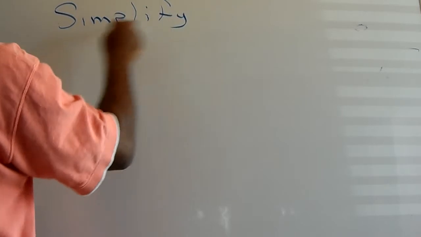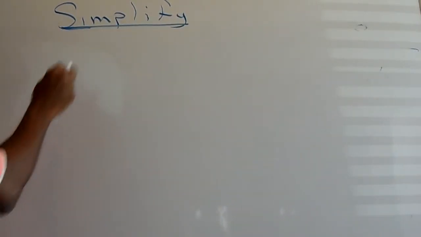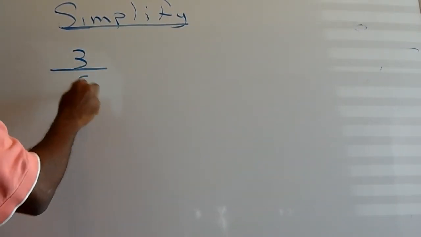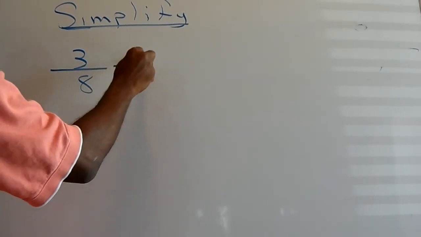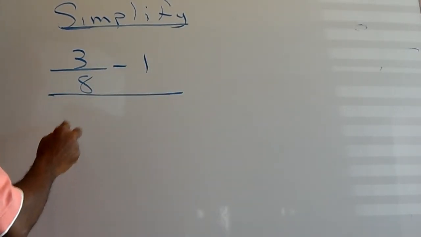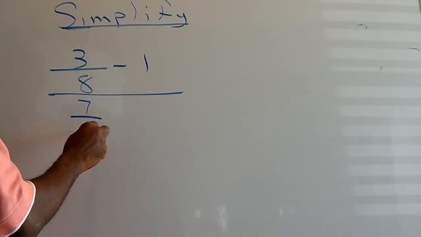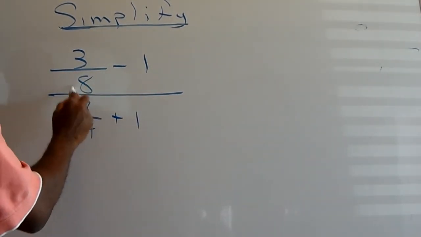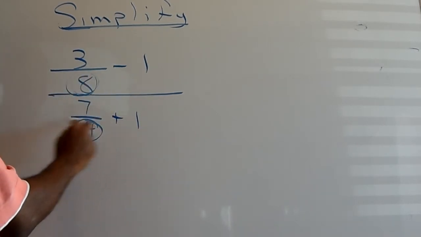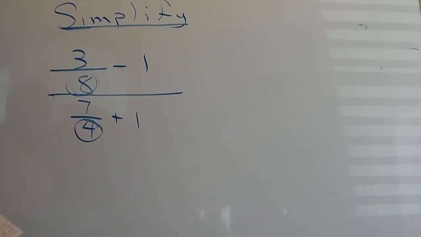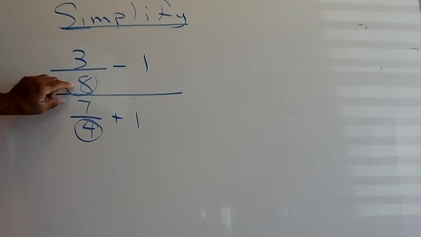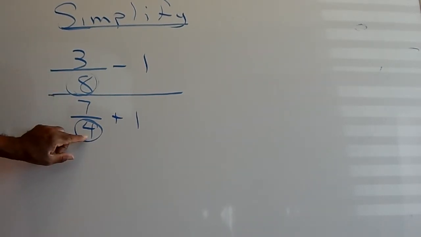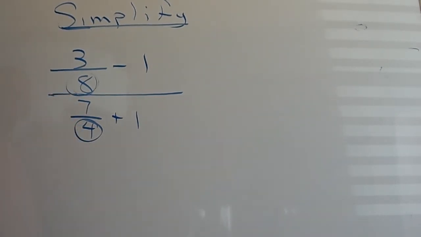And it's not bad. Let me see if I can bring it to you here so you understand it. 3 over 8 minus 1 over 7 over 4 plus 1. Okay. This is my least common denominator. Look at your denominators of 4 and 8. The least common denominator is 8. Why? Because 4 goes into 8 and 8 will go into 8.